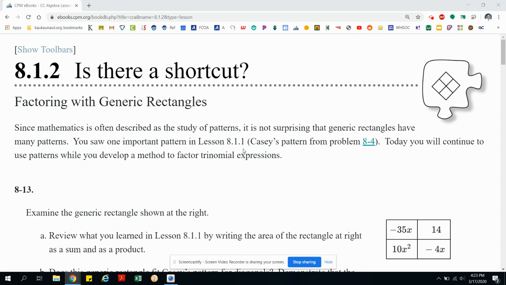So, 8.1.2, is there a shortcut factoring with generic rectangles? Since mathematics is often described as the study of patterns, it is not surprising that generic rectangles have many patterns. You saw one important pattern in lesson 8.1.1, Casey's pattern from problem 8-4. Today, you will continue to use patterns while you develop a method to factor trinomial expressions.